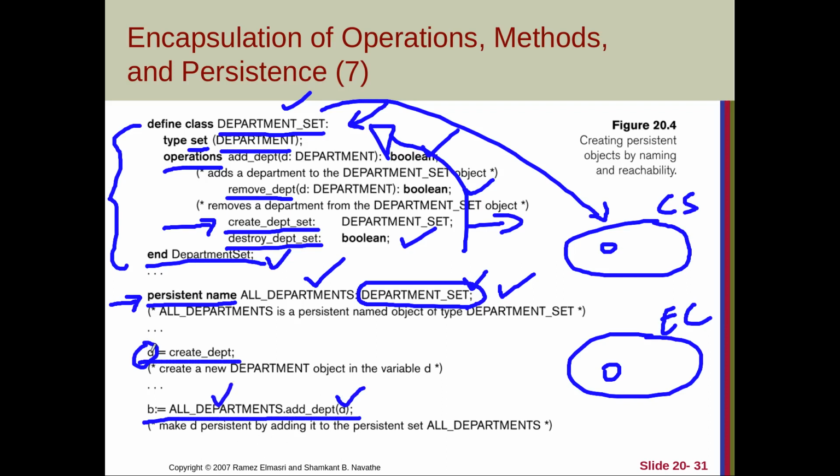So d is a separate department which is not persistent actually, but now d is persistent by adding it to the persistent set of all departments, which is already given a persistent name. Now d is reachable through all departments, which is a persistent object name. Now automatically what is happening is d is also becoming persistent. We are not providing any persistent name for department d object, but through the all departments persistent object name, this d will also become persistent. So it is always difficult to add a persistent name to all the objects.